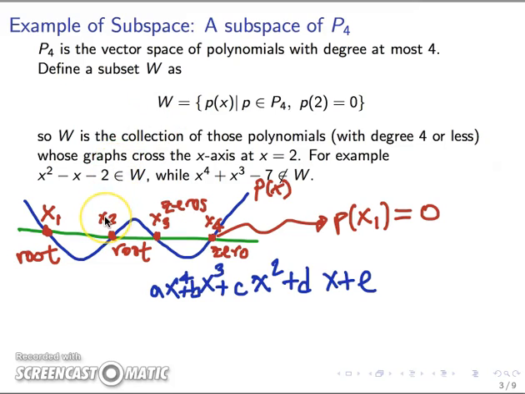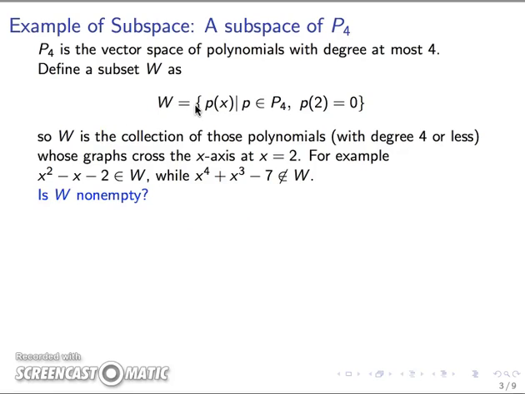What follows now is to explore whether or not this set W is a subset of the vector space of polynomials of degree 4. We can write it like that, or we can just say W is contained in P sub 4. What we need to address is whether or not W is a subspace. We know that P sub 4 is a vector space. We know that W is a subset, so is this a subspace by means of applying this theorem? First, let's address if it's non-empty. It is possible to find at least one member of W.